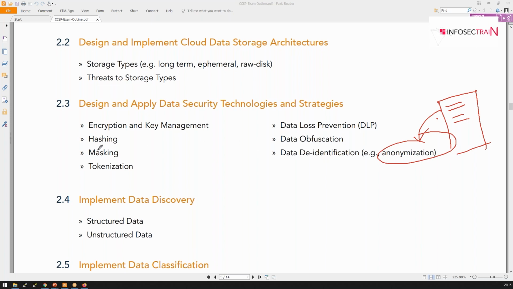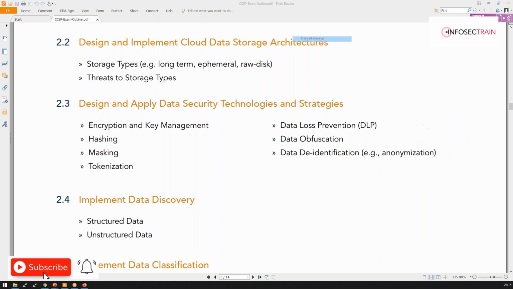Data obfuscation and masking are the same thing. Masking is a part of anonymization. I have a data, and in the data I'm masking the sensitive information. That is called obfuscation or masking. Both are the same. Okay, that's it.